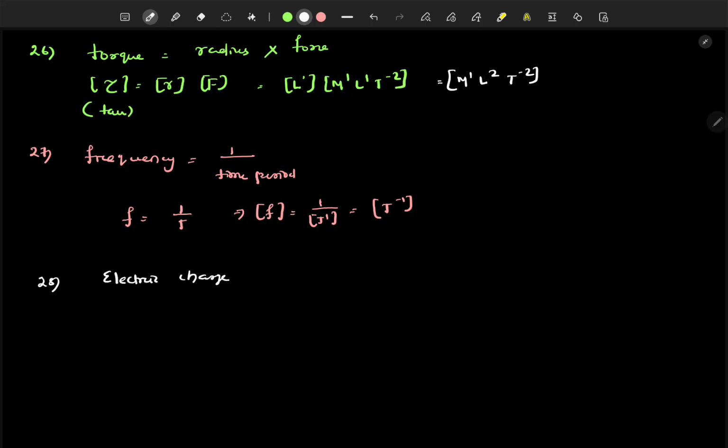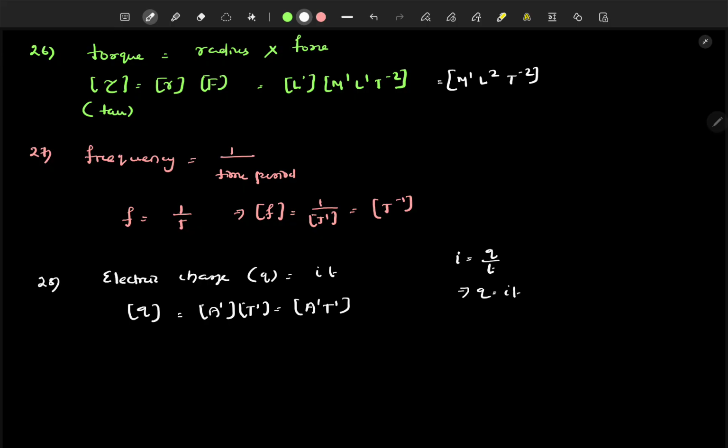Quantity is electric charge, that is q. We know I is equal to q by t. So what is the value of q? q is equal to I into t. So the dimension of q is equal to the current dimension A1 and the time dimension T1. So A1 T1 is the dimension of electric charge.